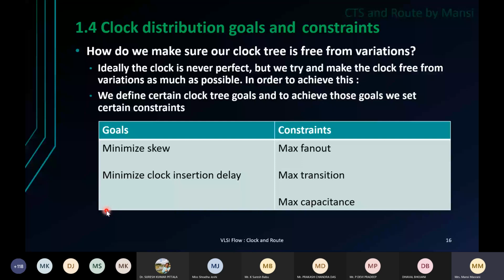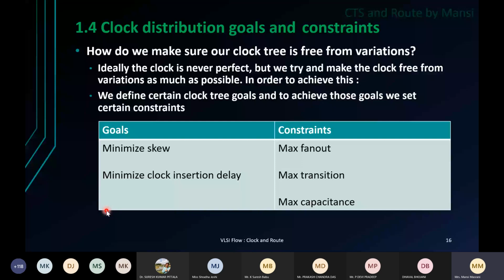Okay. Now let's say we understood one point, that my clock is not going to be ideal. We understood that everything on the clock structure is going to have its own variations. Even the clock generator is not going to give me a perfect clock. Now, how do I make sure that my clock tree, whatever is built, is actually perfect and working well for the design?